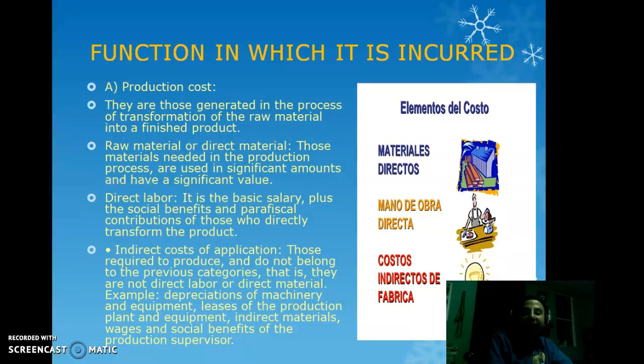The other one is the indirect costs of manufacturing. Those required to produce and do not belong to the previous categories. That is, they are not direct labor or direct material. Example, depreciation of machinery and equipment, leases of the production plant and equipment, and indirect materials, wages, and social benefits of the production supervisor.